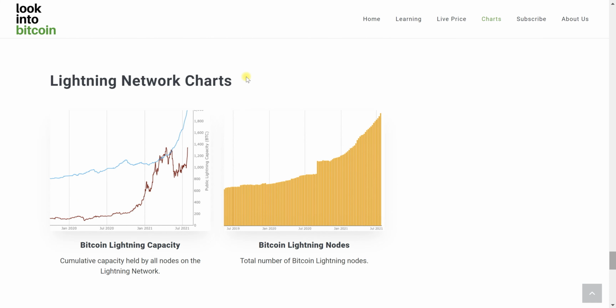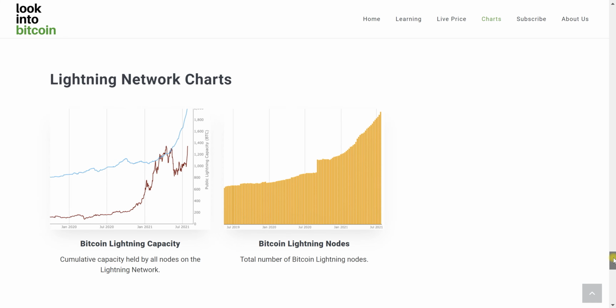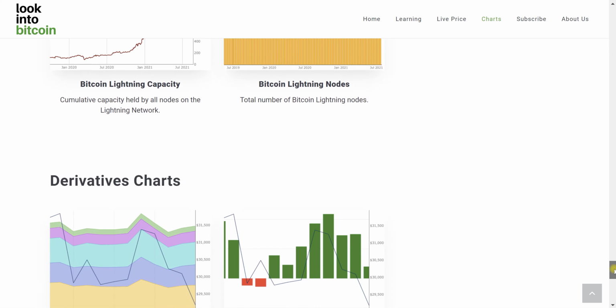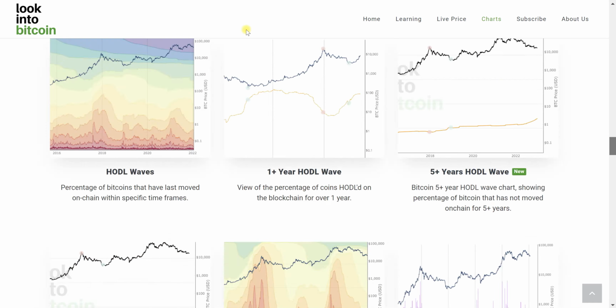And then the Lightning Network chart. So Lightning Network is basically another Bitcoin network, but it moves a lot faster, hence the name Lightning, of course. And then some of the derivatives charts, so open interest, so looking at your options, and then the Bitcoin funding rate. So we'll look at a couple today.